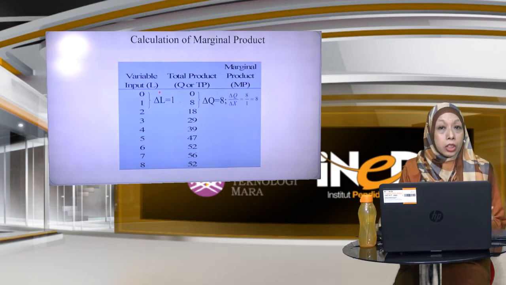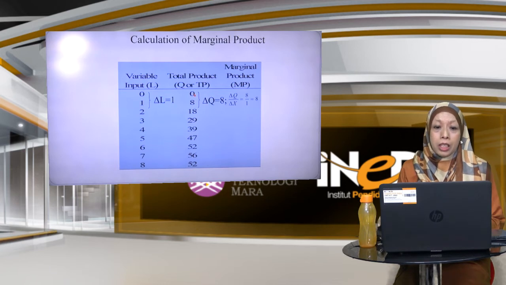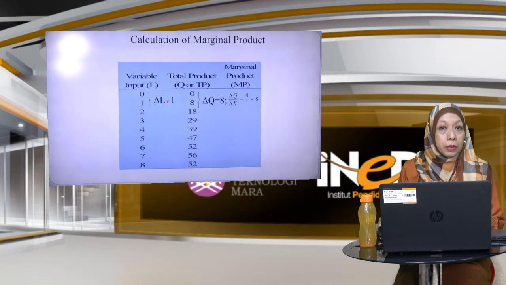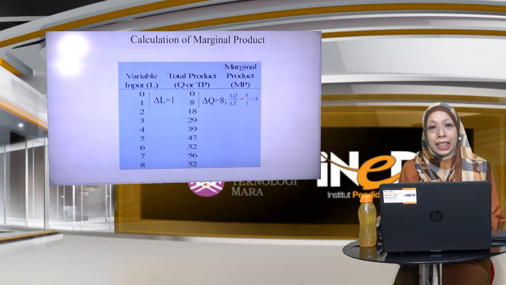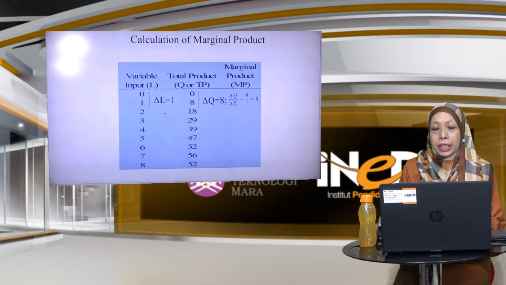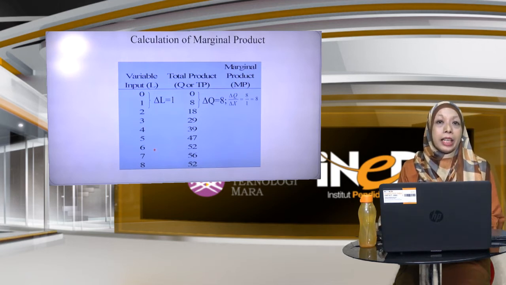So what is the contribution of the first labor? You can see that the contribution of the first labor is actually 8, because previously when we don't have worker, production is 0. So it must be the case that the first labor contributes 8 towards production. The contribution of this worker is what we call marginal product. So you can continue calculating marginal product for each labor that you hired.